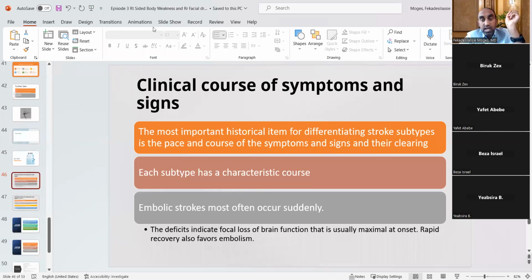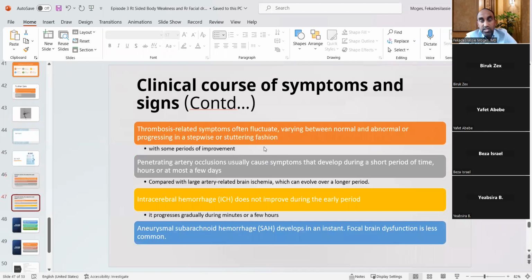Let's summarize the clinical course of symptoms. Read these things. We talked about it. You answered it already. I just brought it here because you need some sort of reference so you can read about how to differentiate between ischemic stroke versus hemorrhagic stroke. How do you differentiate between ischemic thrombosis versus embolic and all that? It talks about all those things.